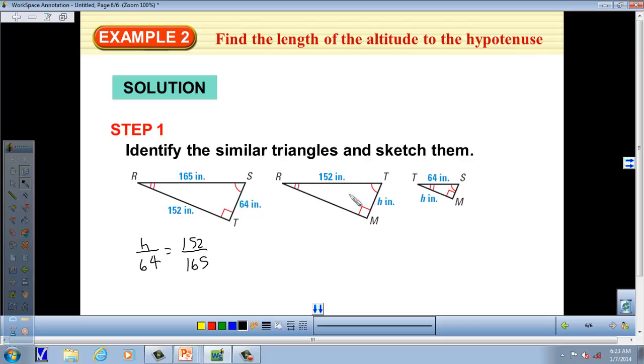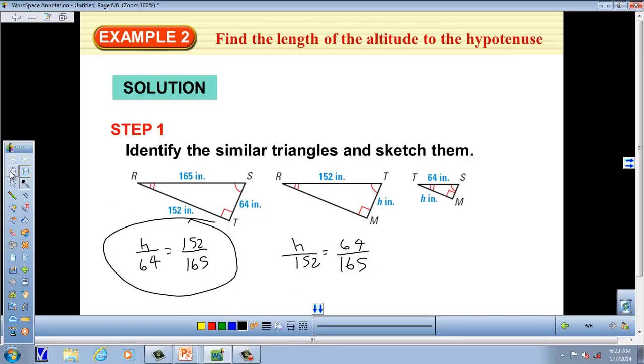Or what we could do is take the medium triangle and the big triangle, and say h over 152 equals 64, because that's what matches h, and 165. Okay? I believe the book does it this way, but in either case you would cross multiply and solve. So I'll show you what that looks like.